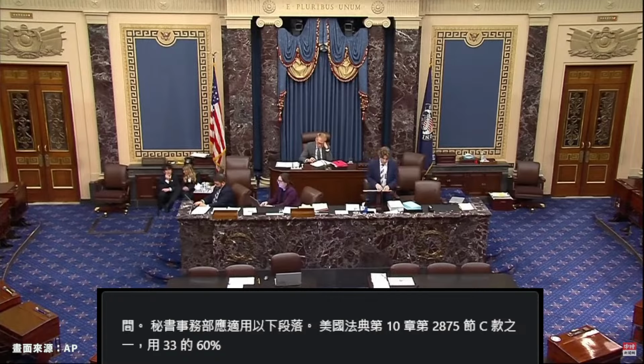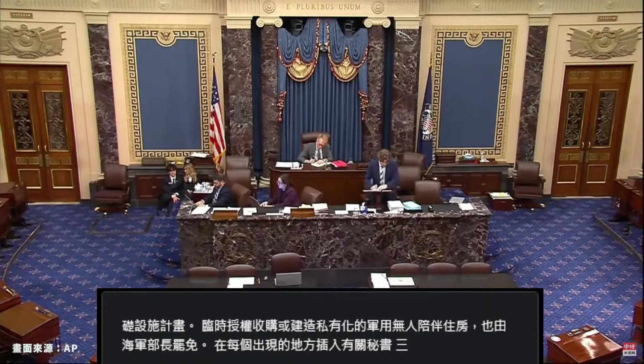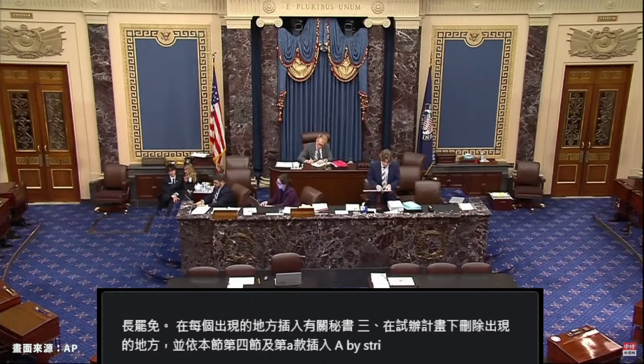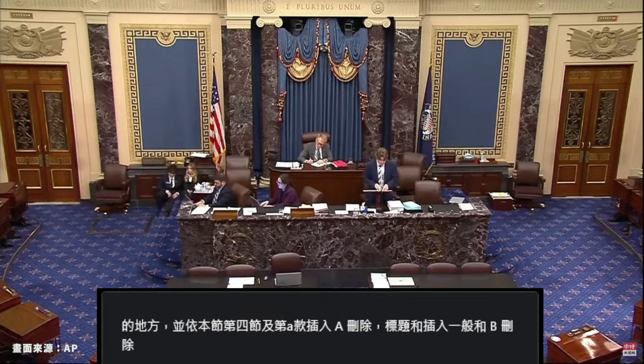C, temporary authority for acquisition or construction of privatized military unaccompanied housing. Section 2881A of Title 10 United States Code is amended 1, by striking the heading and inserting temporary authority for acquisition or construction of privatized military unaccompanied housing. 2, by striking Secretary of the Navy each place it appears and inserting secretary concerned. 3, by striking under the pilot projects each place it appears and inserting pursuant to this section. 4, in subsection A, by striking the heading and inserting in general, and B, by striking carry out not more than 3 pilot projects under the authority of this section or another provision of this subchapter to use the private sector, and inserting use the authority under this subchapter to enter into contracts with appropriate private sector entities. 5, in subsection C, by striking privatized housing and inserting privatized housing units.